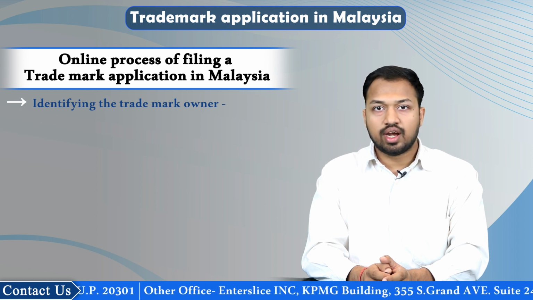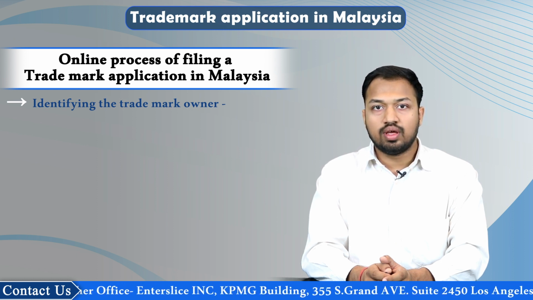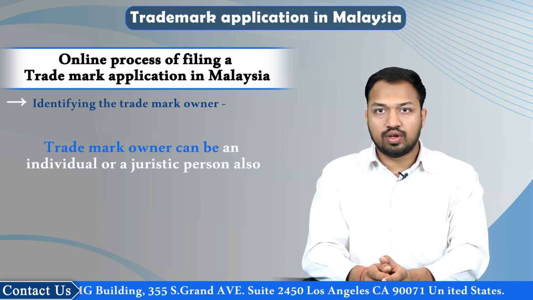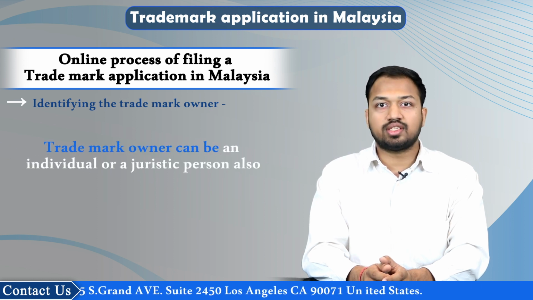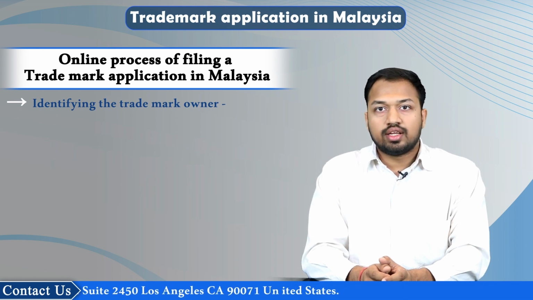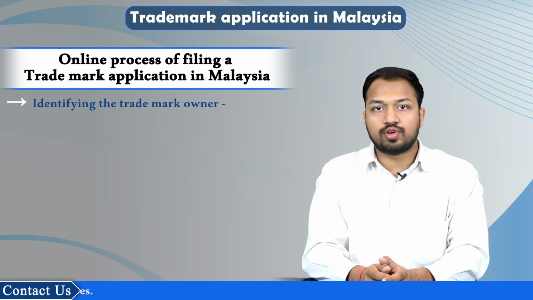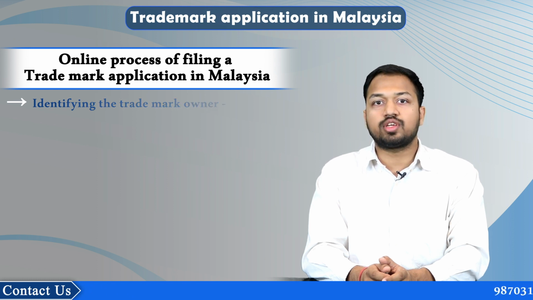Fourth step involves identifying the trademark owner. In the next step, it is important to decide on the trademark owner because the same has to be mentioned in the application. The trademark owner can be an individual or a juristic person, such as a company or other organization. It is advised by the trademark consultants at Enterslice to think thoroughly about the ownership of the trademark because the cost of transferring the ownership of a trademark in future is very high.